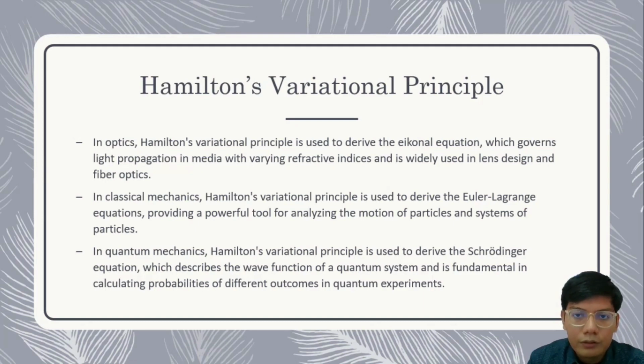Hamilton's variational principle is used to derive the equation of motion for fluid flow by defining the Lagrangian as the difference between the kinetic and potential energy of the fluid and the action integral as the time integral of the Lagrangian. We can derive the Euler equation or the Navier-Stokes equation.